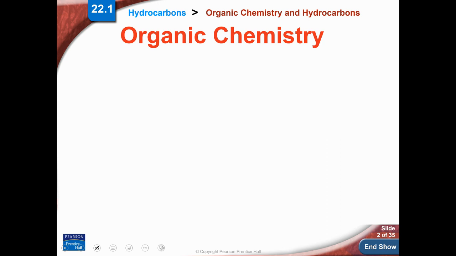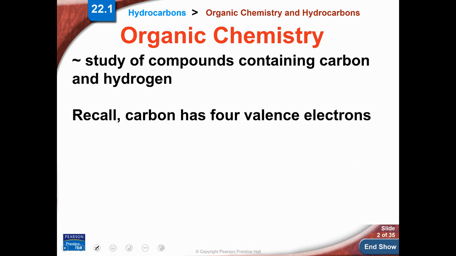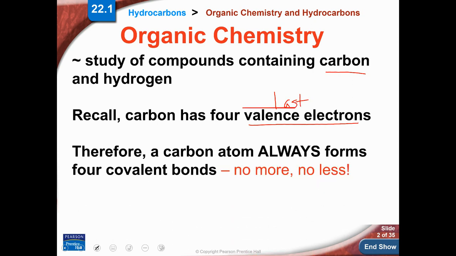All right, so organic chemistry. What is it? It is the study of compounds containing carbon and hydrogen. Right, so carbon is the key force here. So remember, carbon has 4 valence electrons. Remember, the valence electrons are whatever those last electrons are. And it always forms 4 covalent bonds because, right, it is a non-metal to another non-metal. So these are only covalent bonds and always going to make 4 covalent bonds.